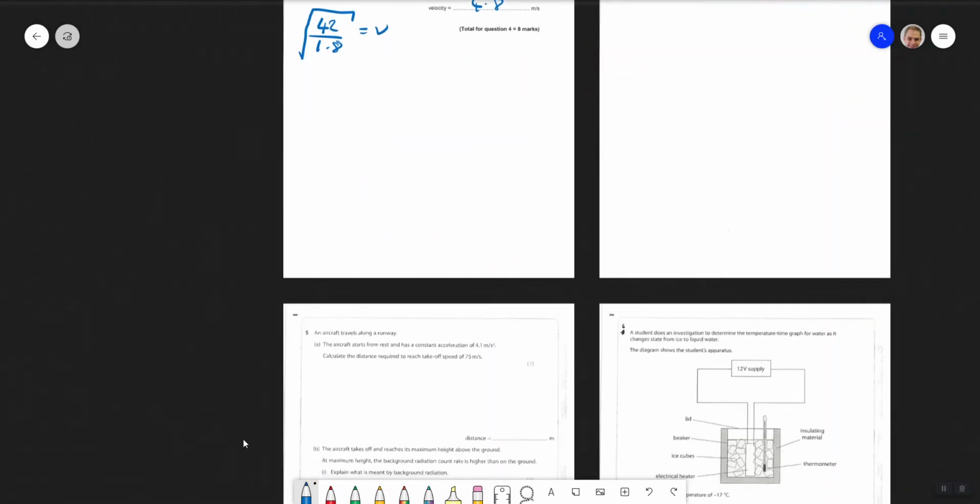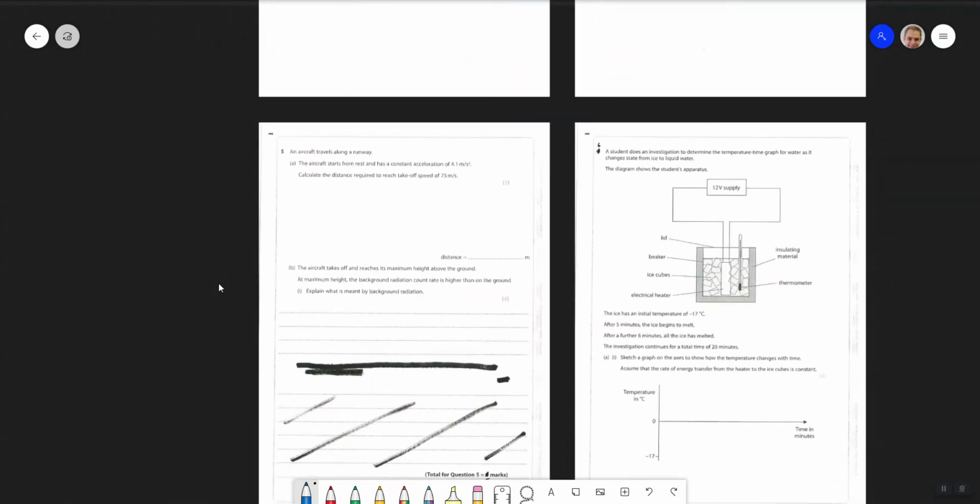Number 5, aircraft travel along a runway. The aircraft starts from rest at a constant acceleration of 4 kilometers per second squared. Calculate the distance required to reach a takeoff speed of 75 meters per second. So the equation that we want here, we know it's got an initial speed, we need a final speed.